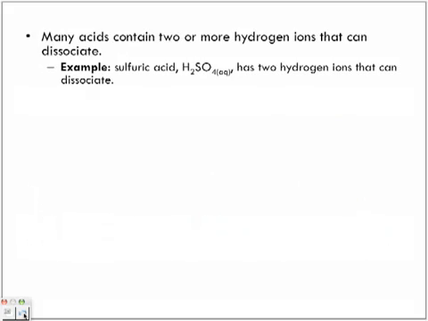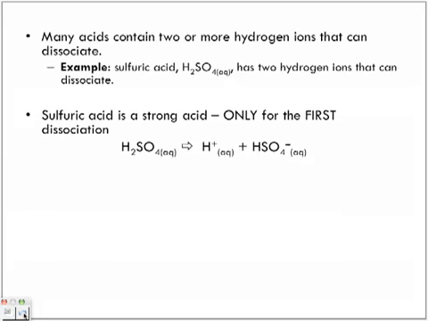Many acids contain two or more hydrogen ions that can dissociate. So sulfuric acid, H2SO4, is the formula for sulfuric acid, which means it can actually give off two hydrogens, two protons. So when it dissociates, the first time, it gives off one hydrogen proton. Who's it going to give it off to? The water.